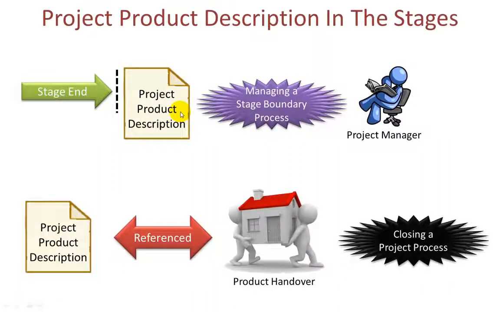Don't forget that within any of the delivery stages, some of the products may be passed on to the user, in which case the project product description is used as an important reference to ensure that the acceptance criteria have been met and that the product can be handed over. Even if handover of some products at the end of each stage does not happen, it will certainly happen at the end of the project using the closing a project process. Again, as you can see, the project product description plays a key part.